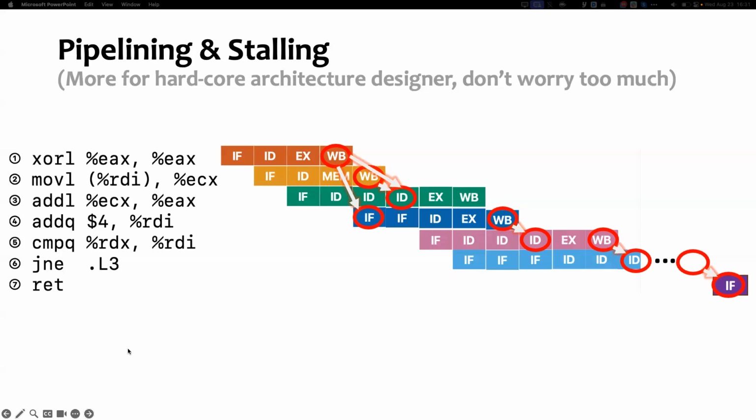All right. But really, as Professor said, this is more for the hardcore architecture designers, whereas this class focused more on the software aspect. This is really out of our control, and we'll see in the next lecture how to deal with control hazards. And that is like the second question in the homework.